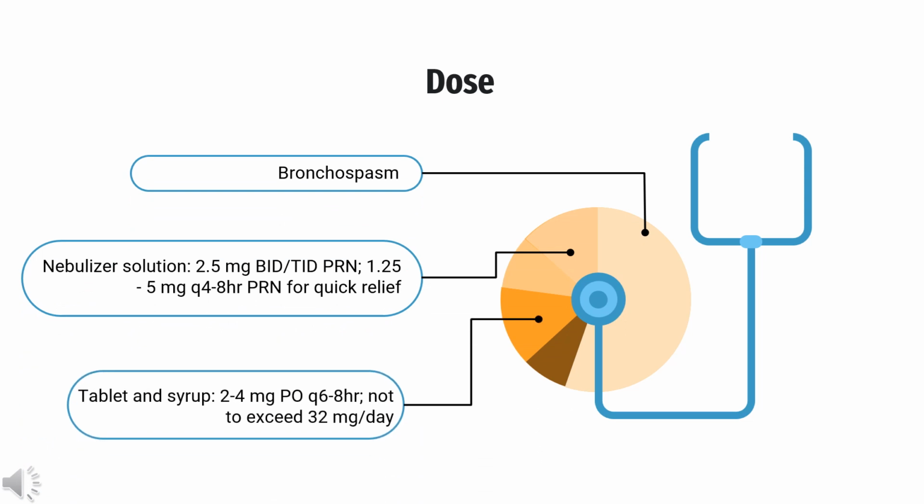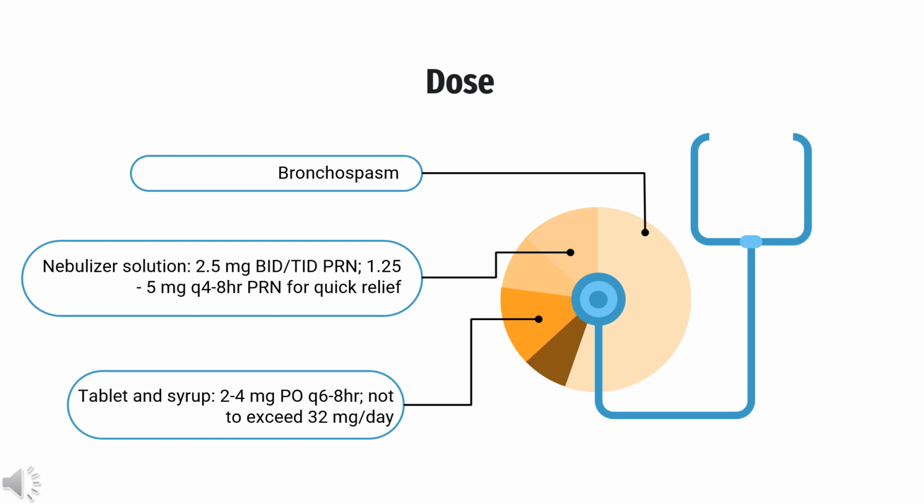Dose. Bronchospasm. Indicated for treatment or prevention of bronchospasm in patients with reversible obstructive airway disease. Nebulizer solution, 2.5 mg BID/TID PRN, 1.25 to 5 mg Q4-8HR PRN for quick relief. Aerosol metered dose inhaler, 180 micrograms, 2 puffs, inhaled PO Q4-6HR, not to exceed 12 inhalations per 24 hours. Powder metered dose inhaler, ProAir RespiClick or ProAir Digihaler, 180 micrograms, 2 puffs, inhaled PO Q4-6HR, not to exceed 12 inhalations per 24 hours. In some patients 1 inhalation, 90 micrograms, Q4HR may be sufficient.